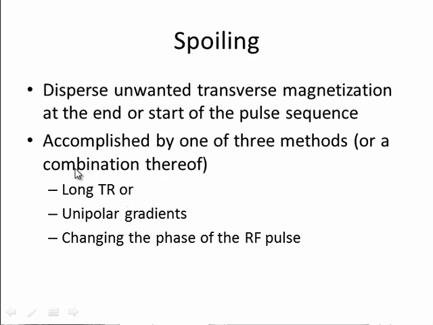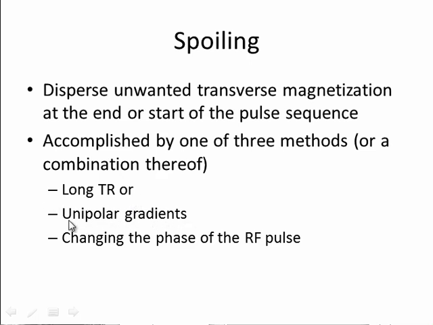We can do that by using a long TR. So we can just have, let's say, 1 second between our 90-degree pulses. Then the MRI signal would have decayed away. Again, this is gradient echo. So our MRI signal would have decayed away by the time the next TR happens. So that's kind of an automatic way to do spoiling.